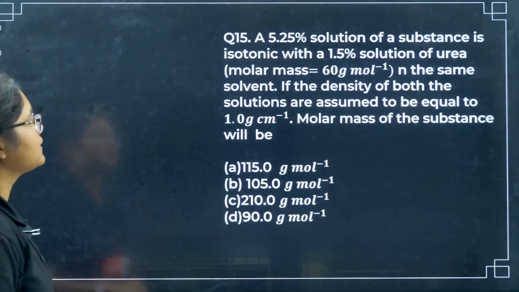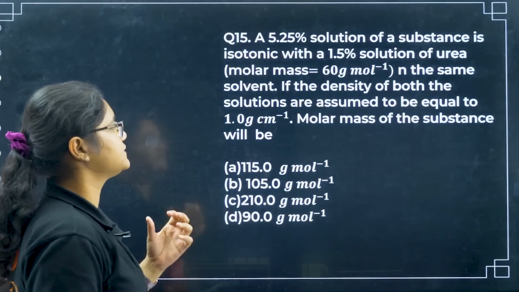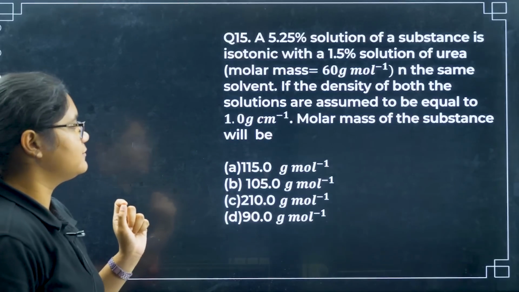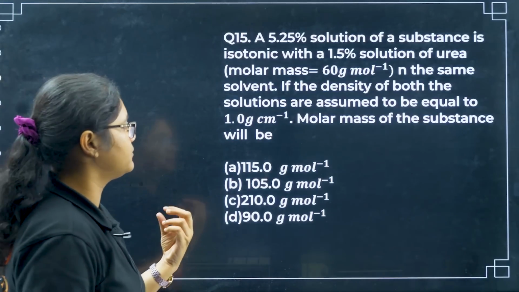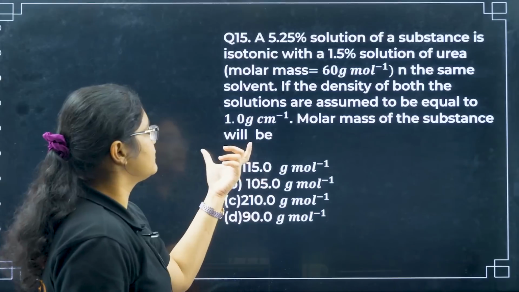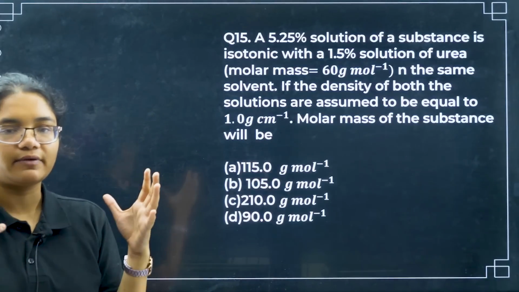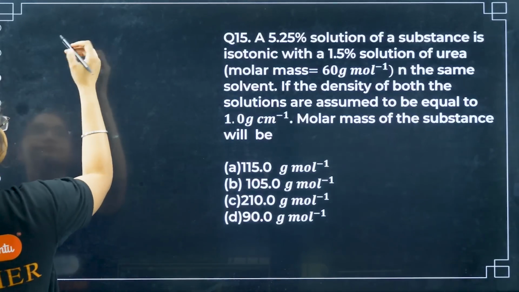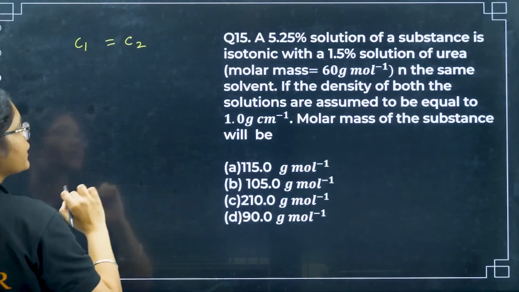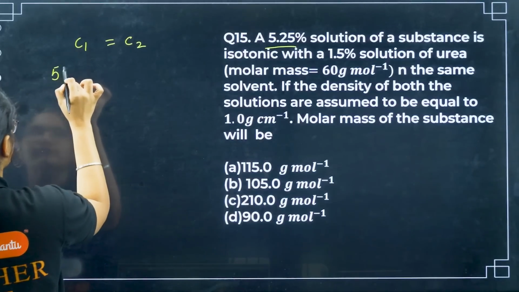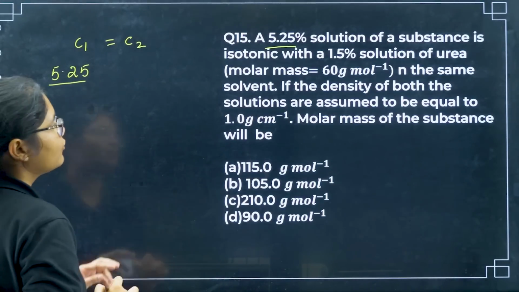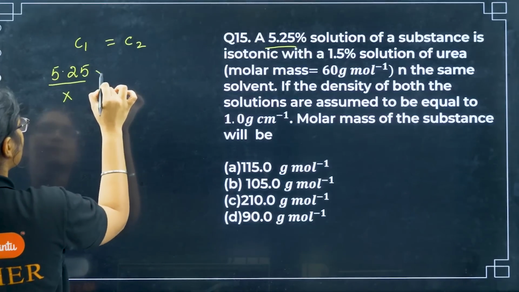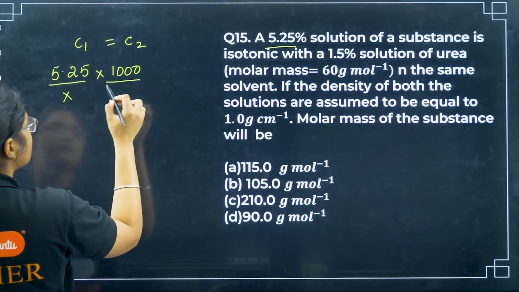Okay, next, a 5.25 solution of a substance is isotonic with 1.5% solution of urea. Molar mass is given, in the same solvent. If the density of both the solutions are assumed to be equal to 1 gram per centimeter cube, molar mass of the substance will be. So I told you already, when the isotonic solutions are given, simply what you have to do is C1 is equal to C2. Okay, so what is there here? 5.25, given mass by molar mass is how much for this one, that is what I have to calculate, right? Into 1000 by mass of the solution.